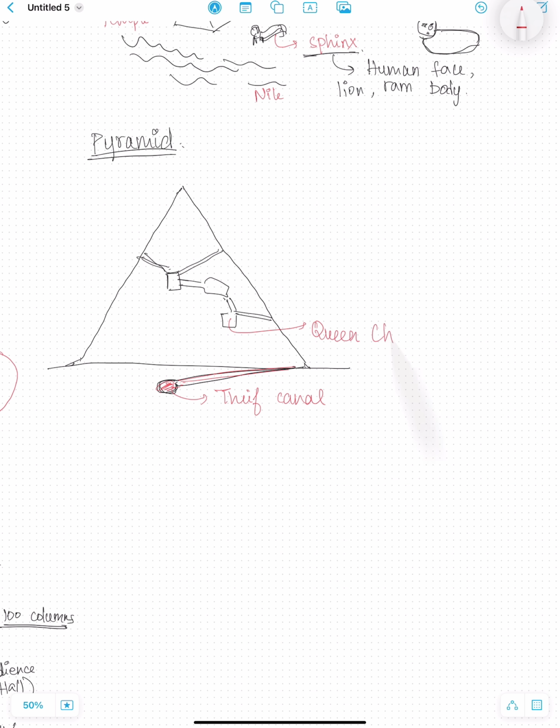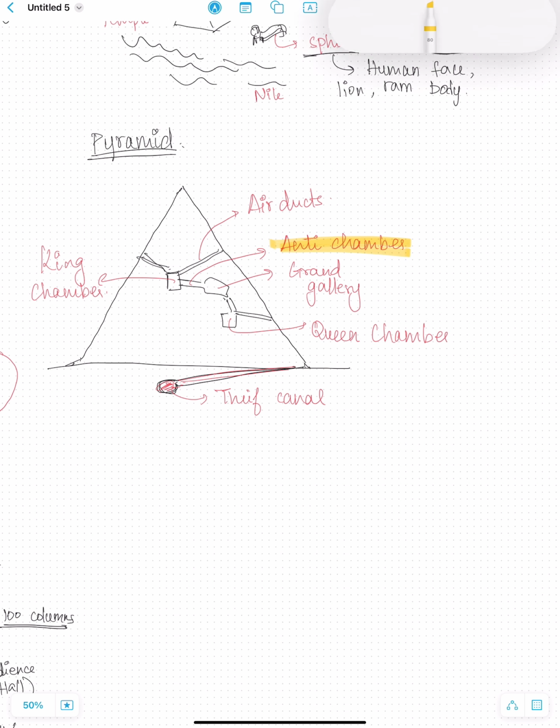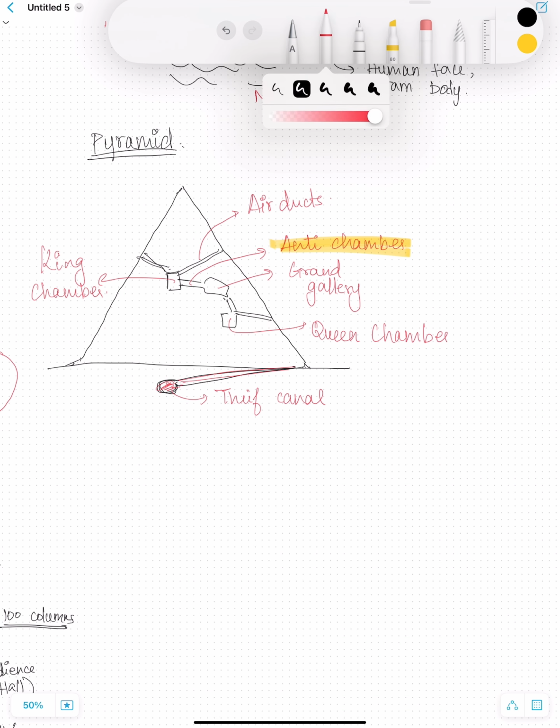Grand gallery. Antechamber. King chamber. And these are your air ducts. Okay, it is important to remember that the place that connects the king chamber and the grand gallery is called antechamber. It has been asked in the questions quite some time.